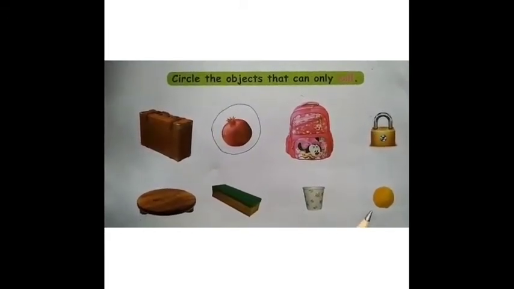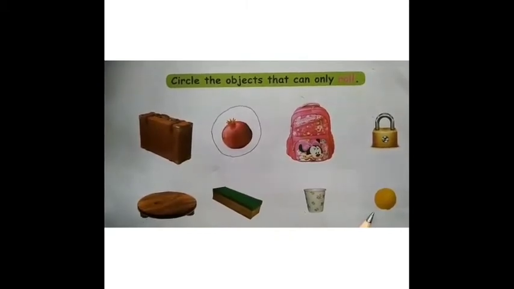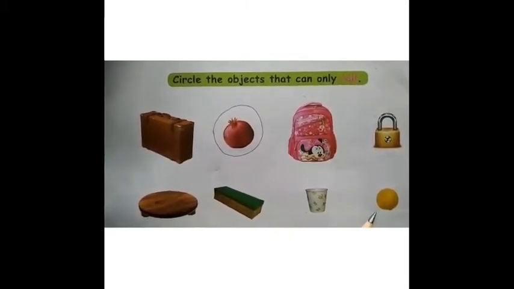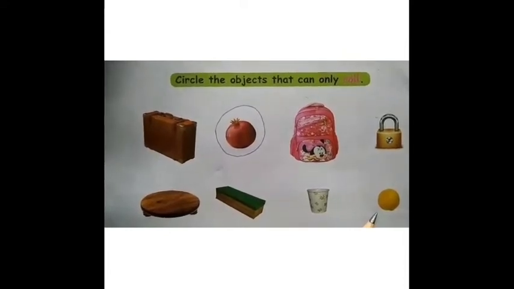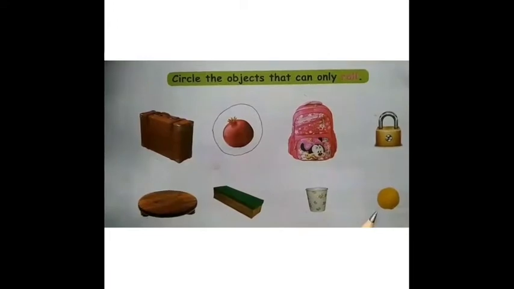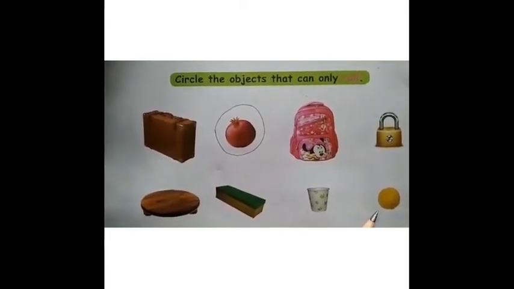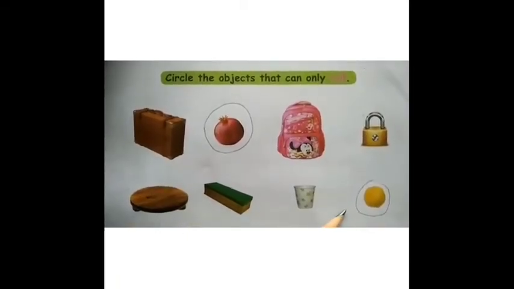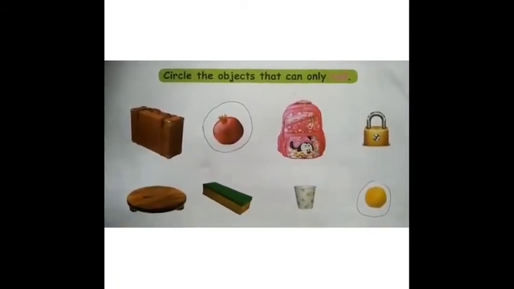Let us see the eighth one. Children, the eighth picture is what? The eighth picture is a lemon. It is a round shaped object. Can it roll or slide? It can only roll. So, circle the lemon. Therefore, pomegranate and lemon are the rolling objects.